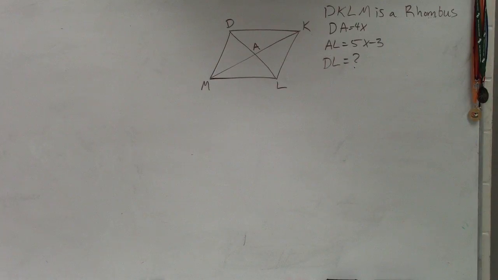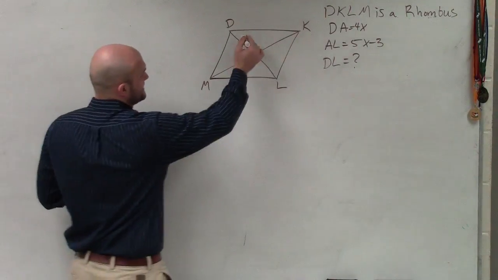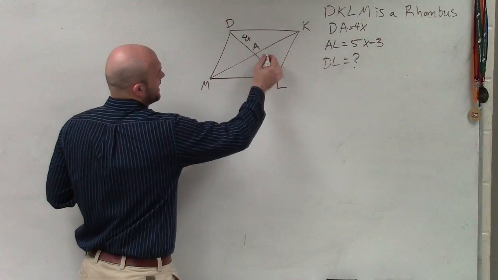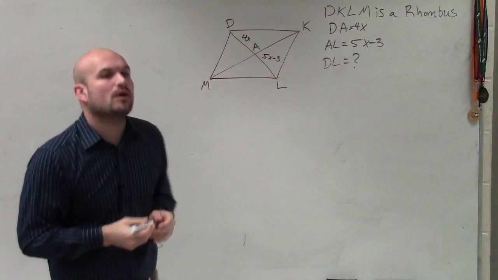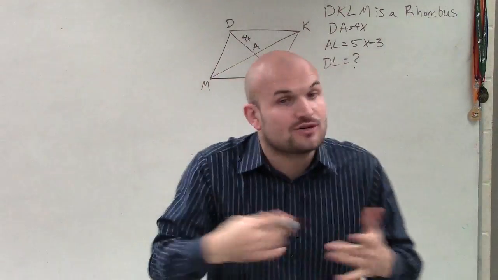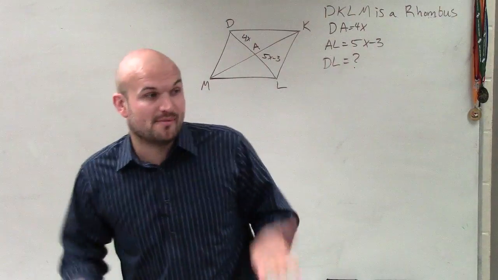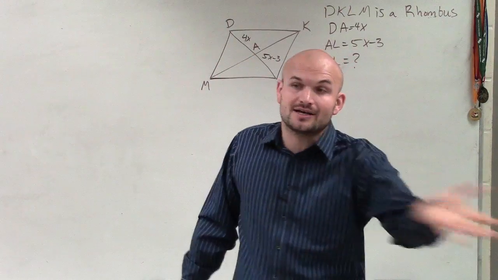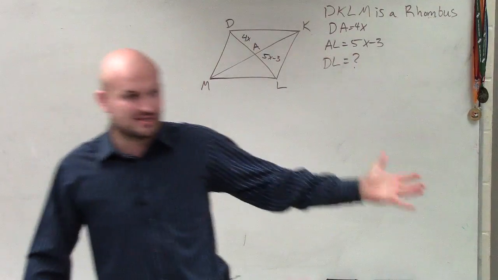OK, so in this case, we have DKLM as a rhombus. They're saying that DA is 4x and AL is 5x minus 3. So what we need to do in this case is, again, it's saying it's a rhombus. So we need to determine, all right, what are the characteristics of a rhombus? And remember, the characteristics of a rhombus are exactly the same as a parallelogram with a couple added characteristics.